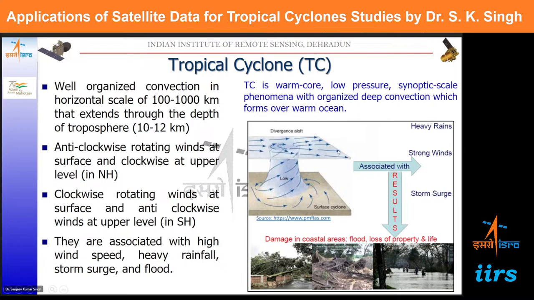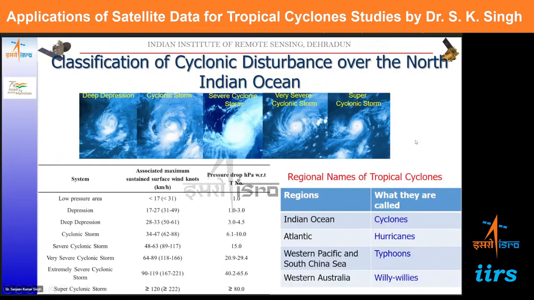But can any anti-clockwise rotating wind be called a tropical cyclone? The answer is no. We cannot call any anti-clockwise rotating surface wind a tropical cyclone. For this, there is a criteria based on the wind speed and pressure drop at the center. It is set by the regional meteorological agency, and it is valid in the Indian Ocean.